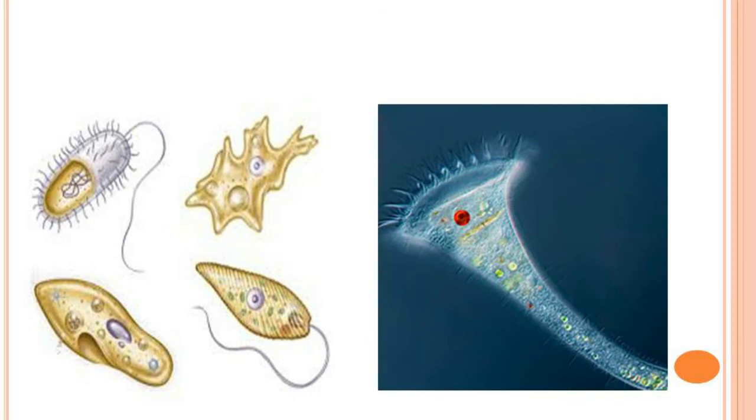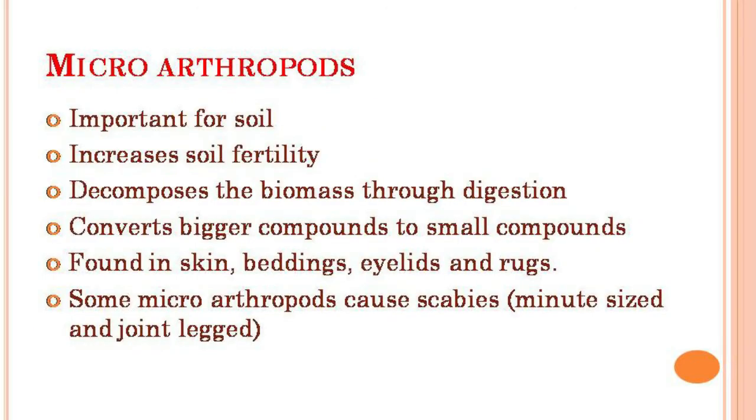Okay, so all these are the different microorganisms you can find under the microscope. So the next thing is microarthropods. Here the word arthropods means: arthro in the sense of joint, poda means legs. That means the organism which has the jointed legs.